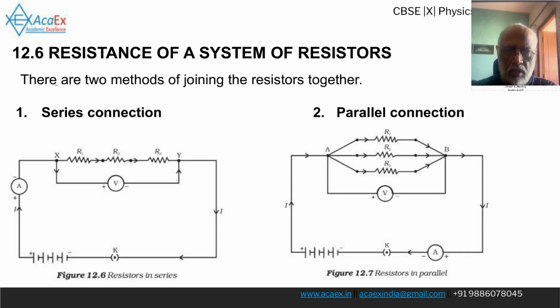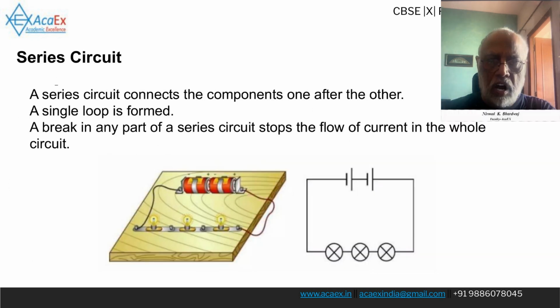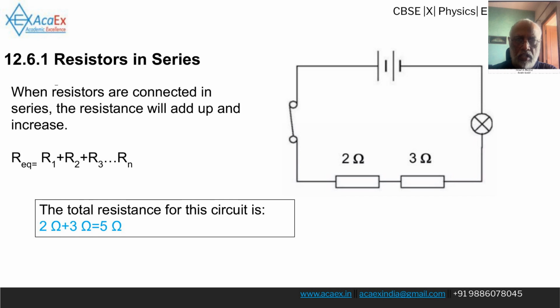Resistance of a system of resistors. There are two primary ways to connect resistors together, in series and parallel. The slide shows diagrams for both types of connections. A series circuit connects components one after another in a single loop. A key feature of a series circuit is that a break anywhere in the circuit will stop the current flow entirely.